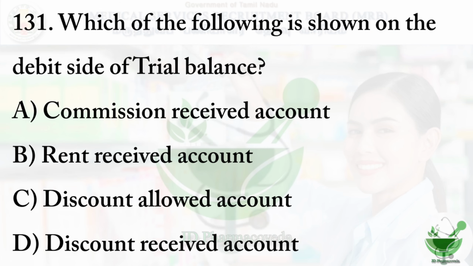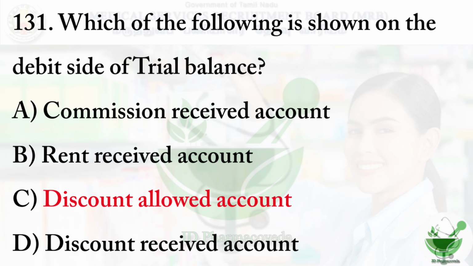So question number 131. Which of the following is shown on the debit side of trial balance? The options are option A, commission received amount, option B, rent received account, option C, discount allowed account, option D, discount received account. So the right option is option C, discount allowed account.